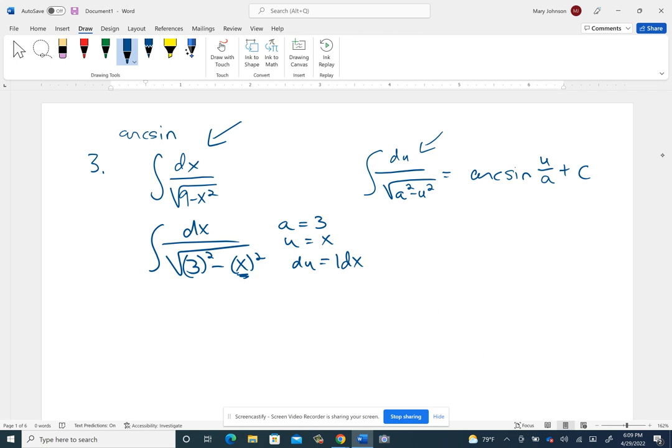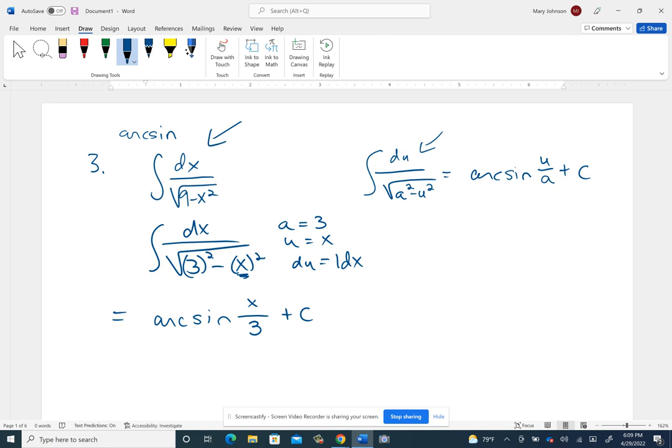So now you're just comparing to the formula, and you know that this should equal the arc sine of u, which is x, divided by the a, which is 3, and then don't forget to put the plus c on it. Okay? All right, so that one right there didn't have any of the substitution issue to do. It was just really trying to identify what was the a in that formula, and then you're basically done. Okay. All right, so that was question number 3. Make sure I copied that right. Yeah, I think so.